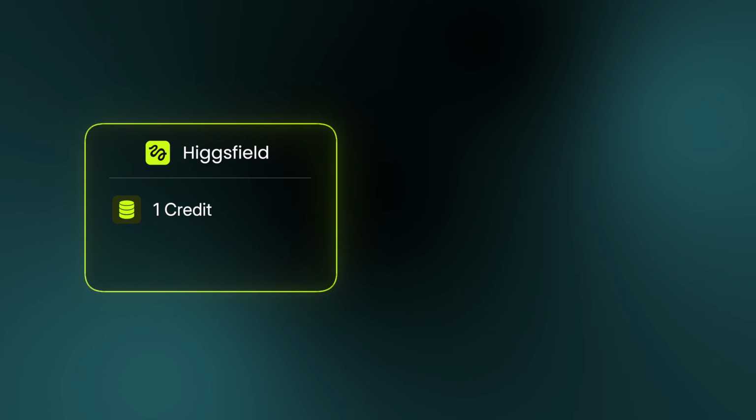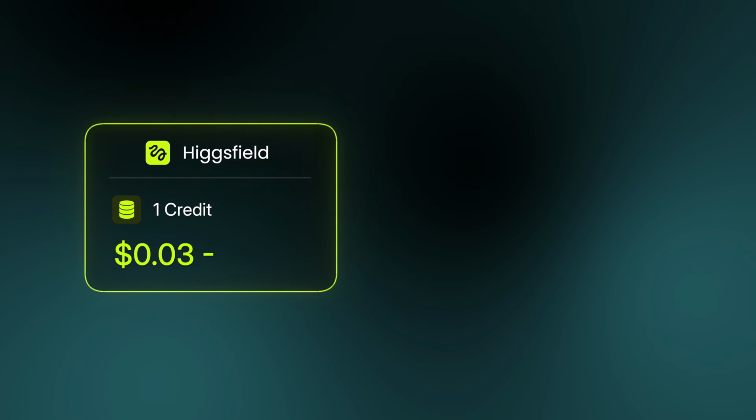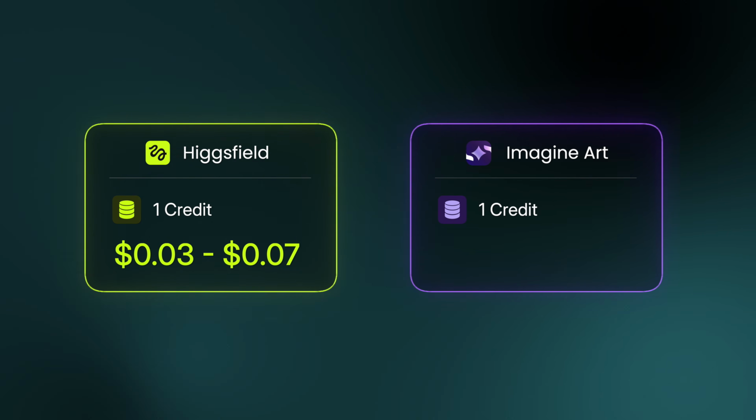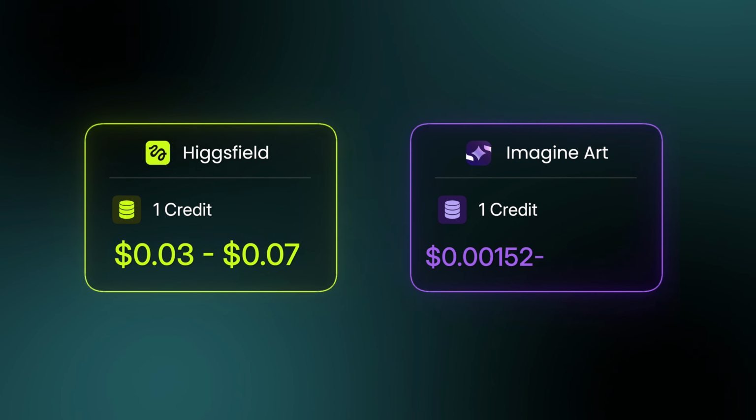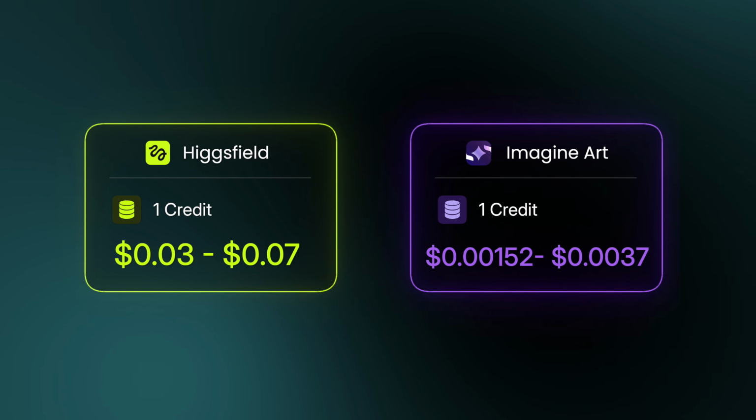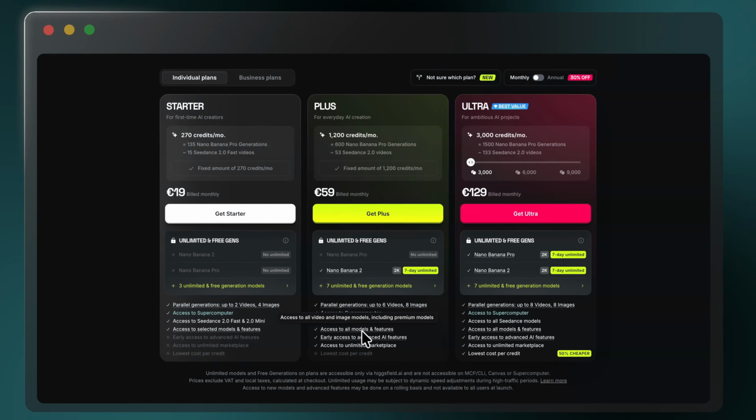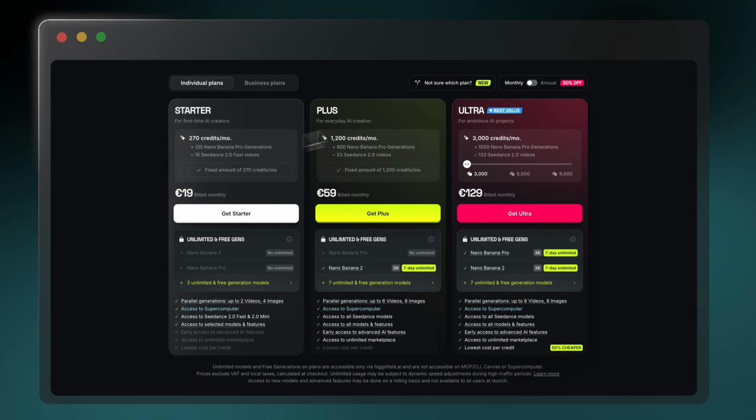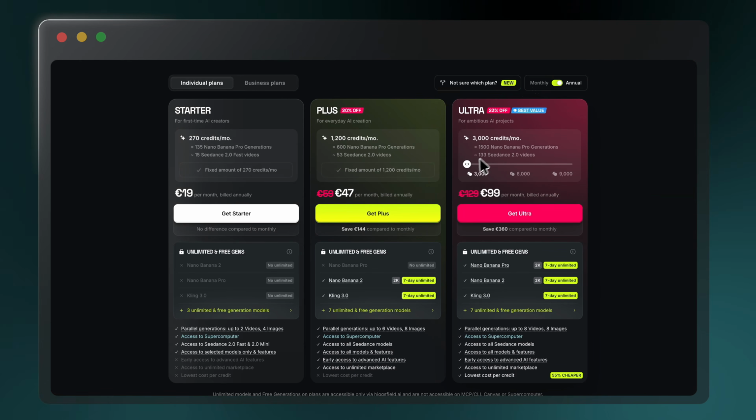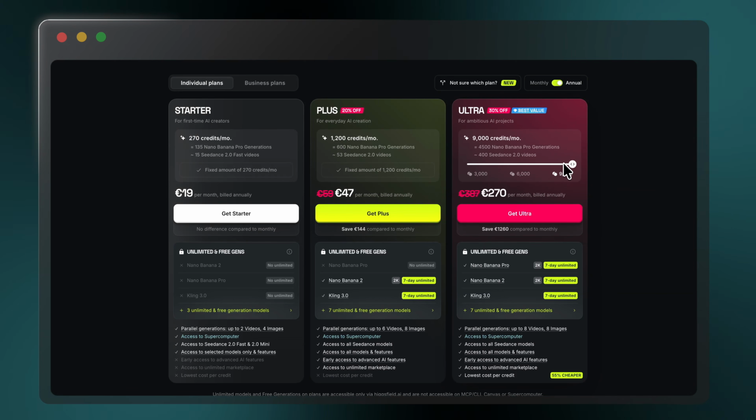On HiggsField, if you calculate it, credits cost between 3 and 7 cents. Well, on ImagineArt it's around 0.155 to 0.37 cents each, so roughly 20 times cheaper per credit, and that is depending on the plan you are on. If you pay annually on the most expensive plan, per credit it's going to be a lot cheaper compared to paying monthly on the cheapest plan.